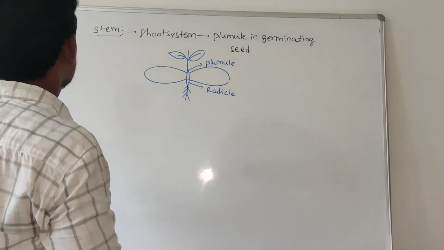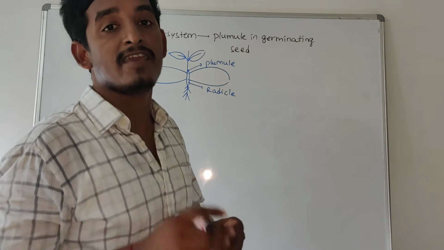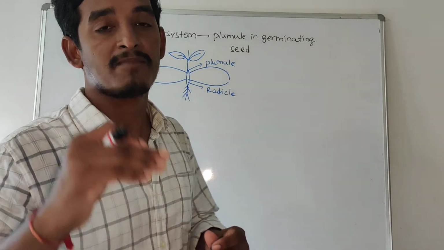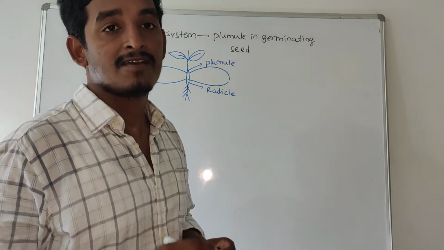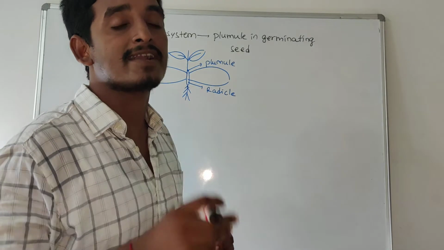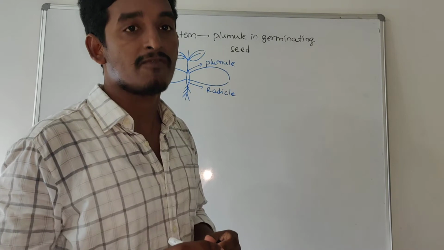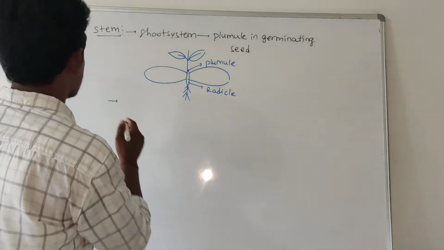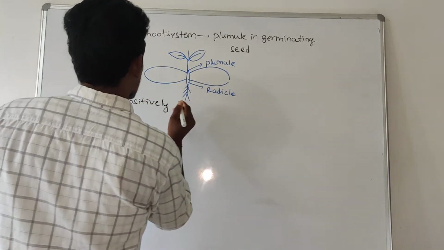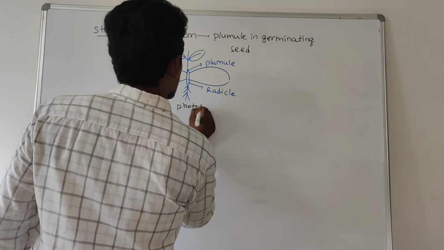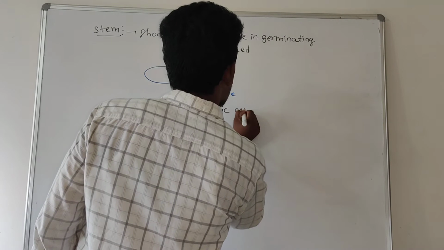The next point is that the majority of stems are positively phototropic. Phototropic means towards the light. The majority of stems are aerial, except in some cases: in underground stem modifications the stem is present inside the soil, but that comes under modification. So the majority of stems are positively phototropic, meaning towards the light, and negatively geotropic.